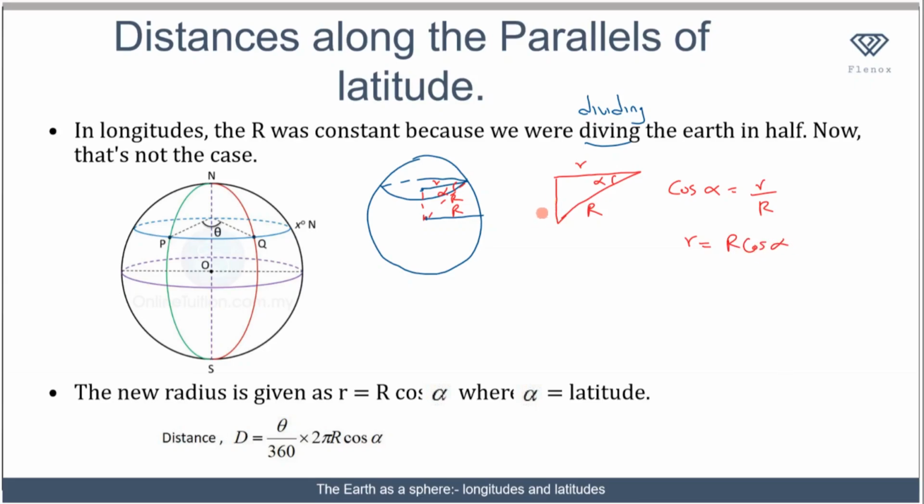So when I'm calculating the distance now, the distance is going to be theta over 360 times 2 pi small r. But in this case, small r is given as big R cos alpha. So it's going to be theta over 360 times 2 pi big R cos alpha, where r is R cos alpha, and where alpha is the latitude coordinate. This next example will illustrate what I mean.